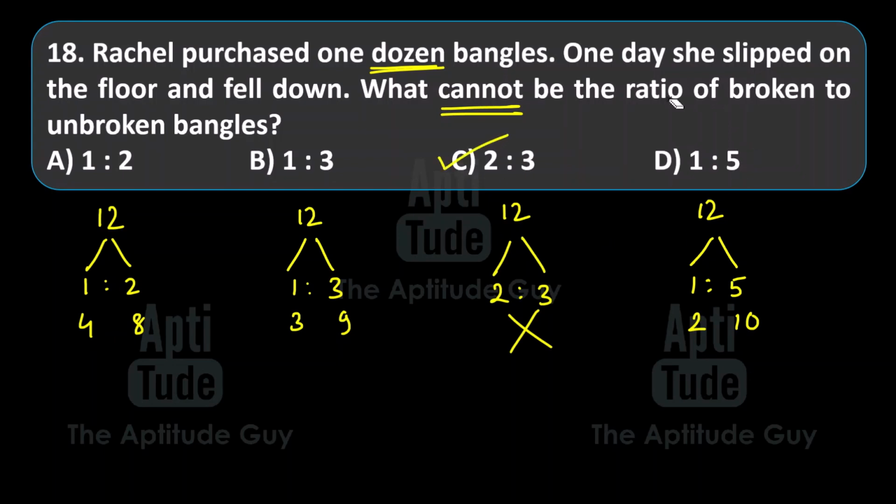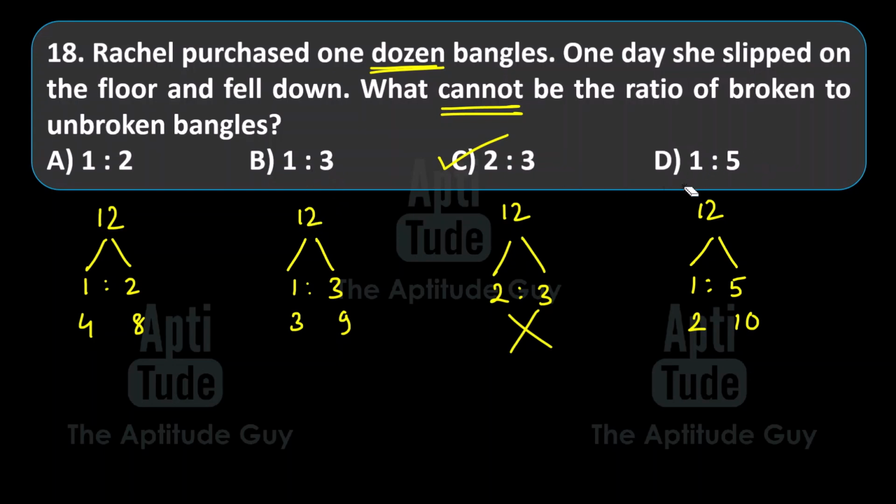You're right that 12 is not divisible by 5, but you should not use it for individual terms here. You should use it for the sum. So 1 plus 2 is 3. 3 is a factor of 12. Yes, so this one is possible. 1 plus 3 is 4. 4 is a factor of 12. Yes, so this is also possible.